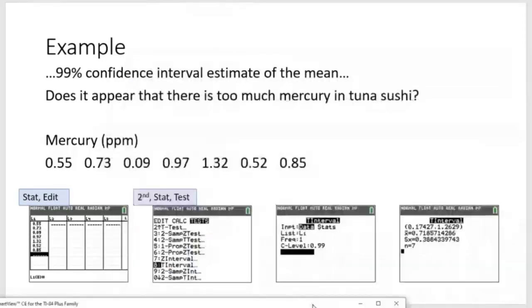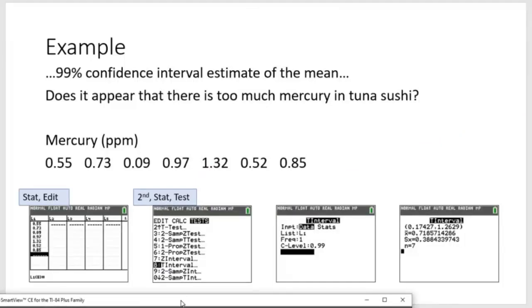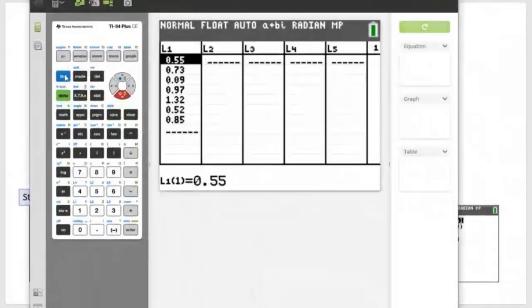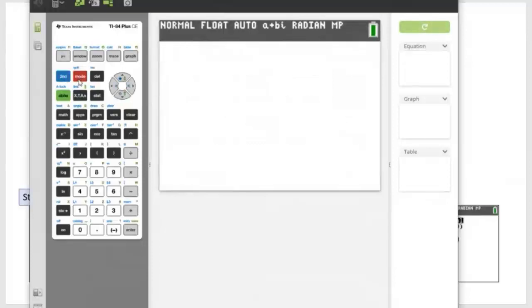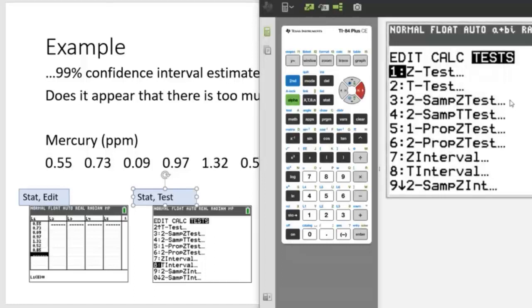Now, next thing that happened is once I had those values in, I wanted again to go to my t interval. So I'm going to go to stat test. Now what I didn't write down is actually to get out of this screen, you can hit second mode, that's your quit. So now I'm back to my normal run screen. So under stat, and then I'm going to go over to test. Then I am doing a t interval. And again, it's that t interval. We are estimating a sample mean. So I go to number 8.